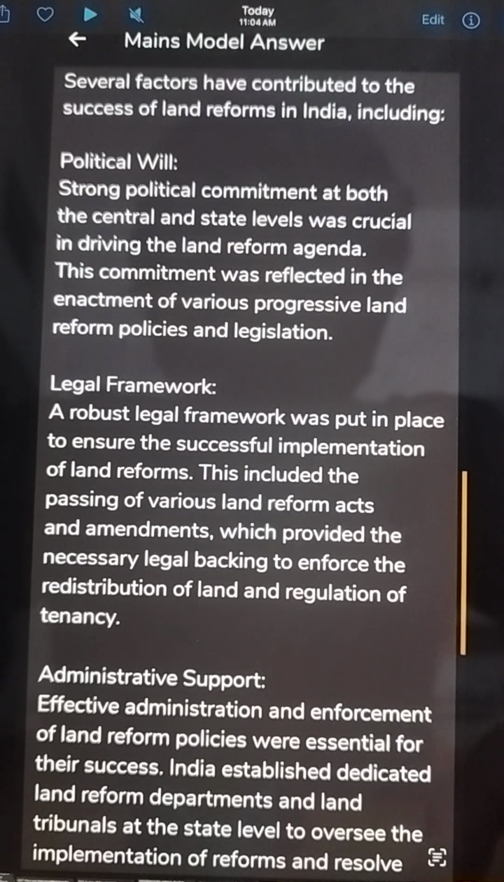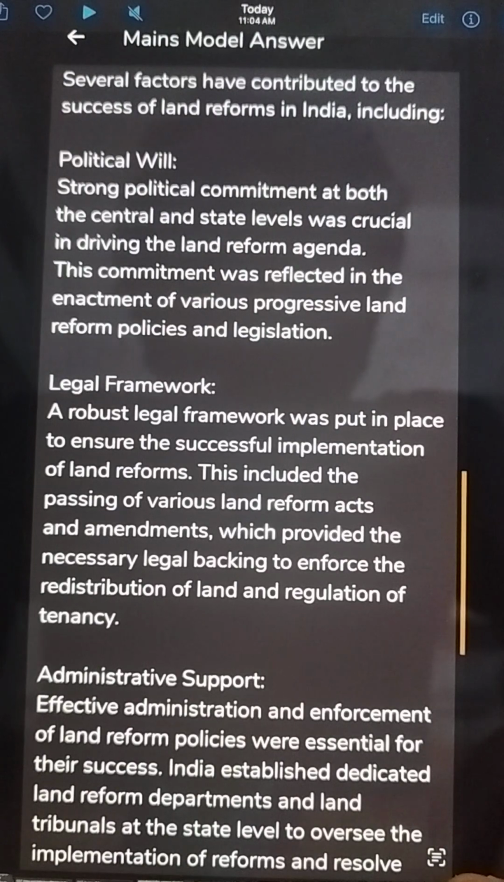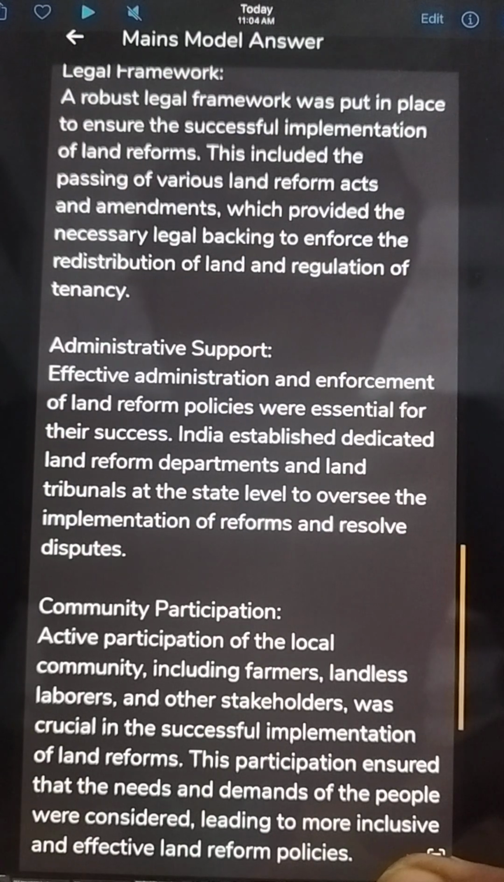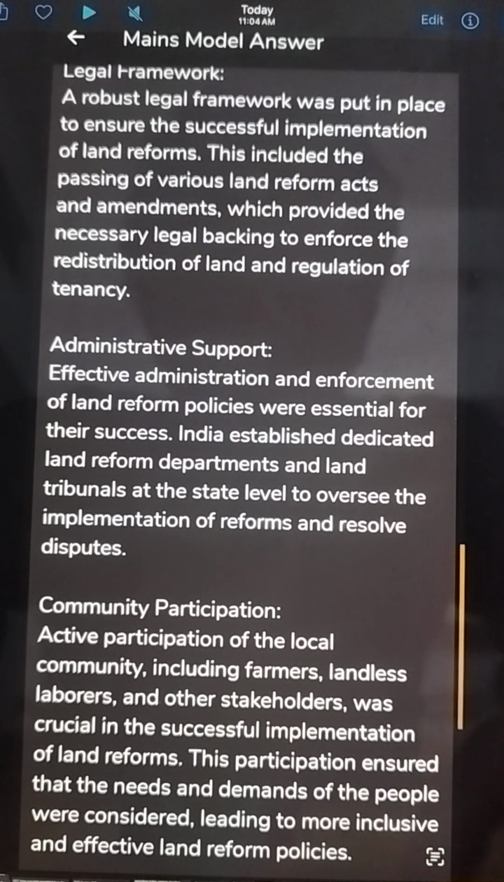A robust legal framework was put in place to ensure the successful implementation of land reforms. This included the passing of various land reform acts and amendments which provided the necessary legal backing to enforce the redistribution of land and regulation of tenancy. Then comes administrative support. The effective administration and enforcement of land reform policies were essential for their success. India established dedicated land reform departments and land tribunals at the state level to oversee the implementation of reforms and resolve disputes.